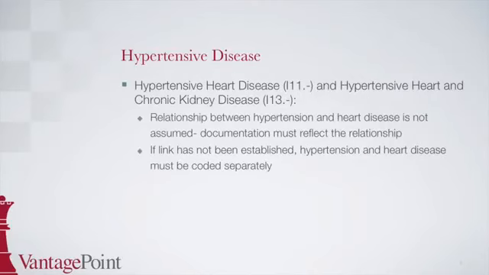For hypertensive heart disease, which is category I11, or hypertensive heart and chronic kidney disease, which is category I13, documentation must link the hypertension to the heart disease, such as hypertensive heart failure or hypertension causing heart disease, etc. If there is no such link and documentation includes both hypertension and heart failure, you would code the hypertension and heart failure separately.